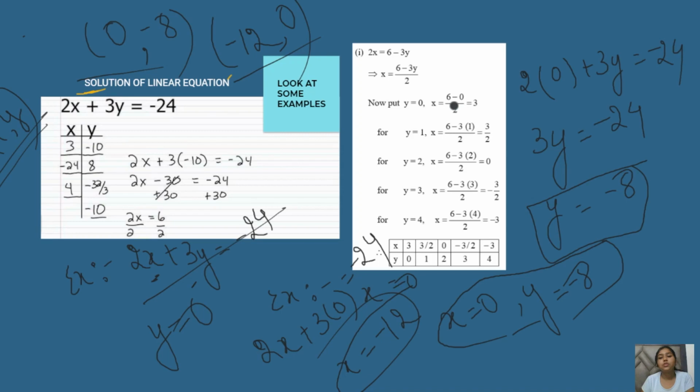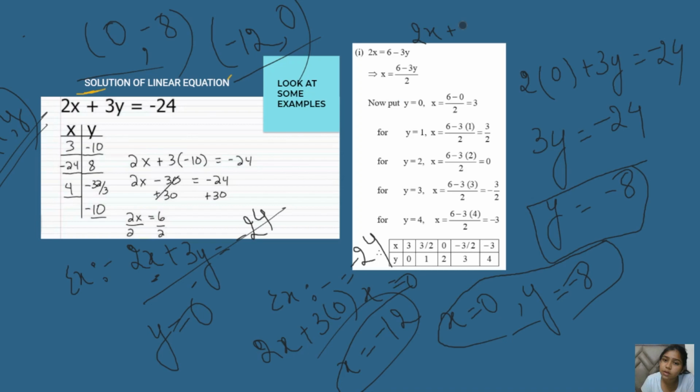Let's have a look at this too. This is the given equation, 2x equals to 6 minus 3y. So our first step will be to arrange this. Either it is mentioned or it is not mentioned, you just have to arrange it. Always when you see a linear equation, arrange it in standard form. This is the standard form of this particular equation, right?